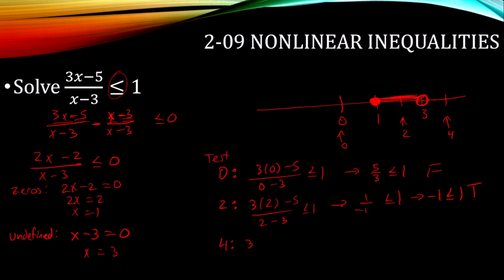Students usually ask, does it always go every other one? No. So that's why you have to check everything. All right, trying the 4. 12 minus 5 is 7 over 1. Is 7 less than 1? No. So it looks like my answer goes from 1 to 3. It includes the 1, so the 1 would be the square bracket, the 3 would be a parenthesis. Or if you'd like, 1 is less than or equal to x is less than 3.